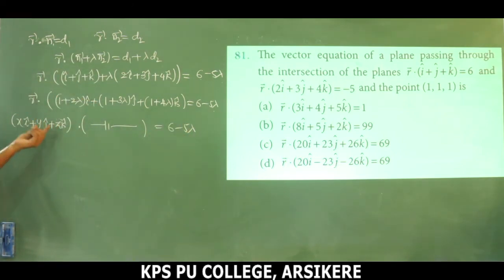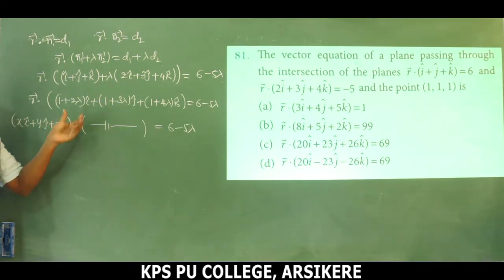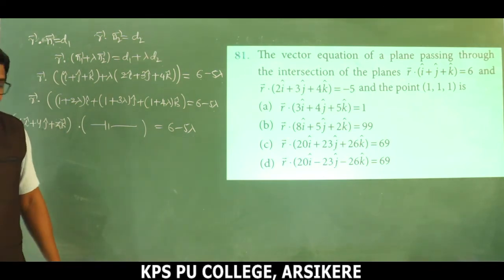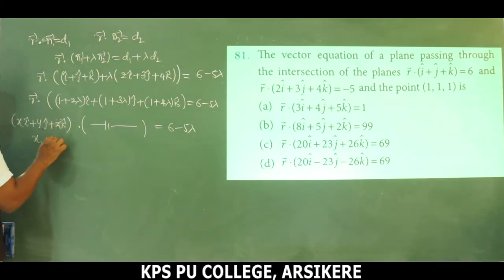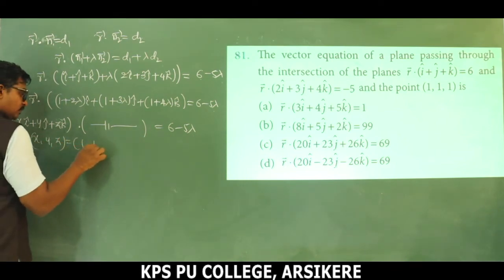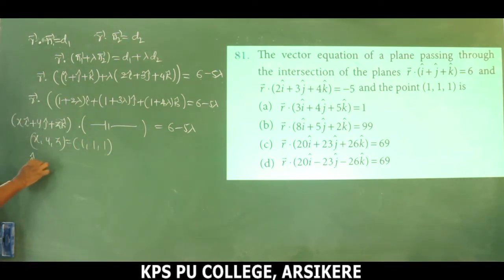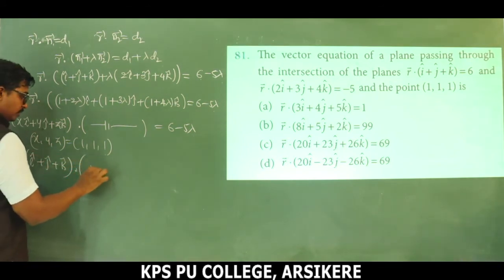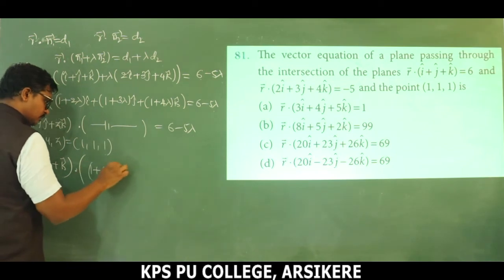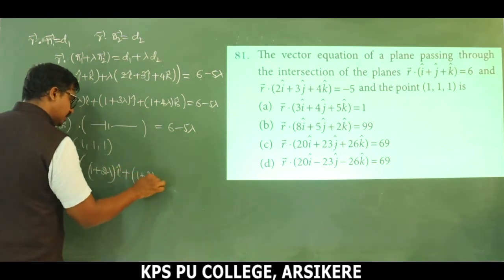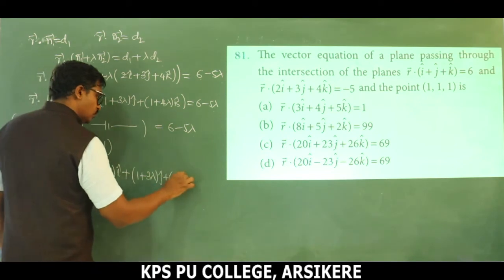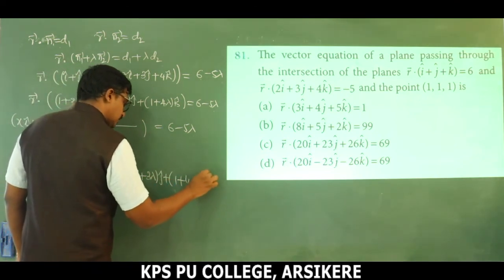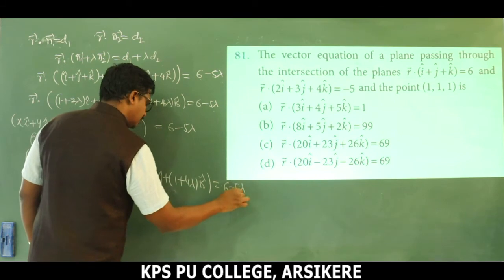So what they have given? This is the required plane passing through the point 1 comma 1 comma 1, which means if I replace x is equal to 1, y is equal to 1, z is equal to 1, this equation must be satisfied. Therefore replace x comma y comma z with 1 comma 1 comma 1. So what we obtained here? i cap plus j cap plus k cap dot (1 plus 2 lambda) into i cap plus (1 plus 3 lambda) into j cap plus (1 plus 4 lambda) into k cap is equal to 6 minus 5 lambda.